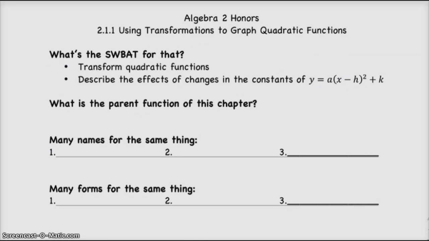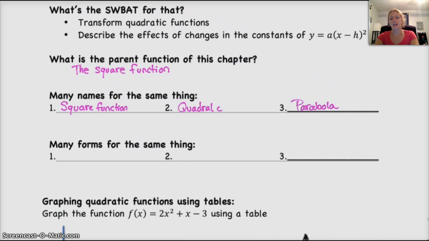Today we're going to start Chapter 2, which is about quadratics, the square function, parabolas, these kinds of things. The parent function that we're focusing on in this chapter is the quadratic, which is the same thing as the square function, which is the same thing as a parabola. Typically, that's supposed to be a T, quadratic.